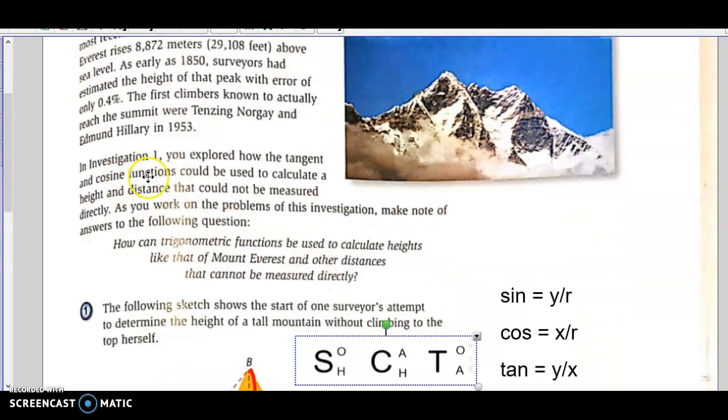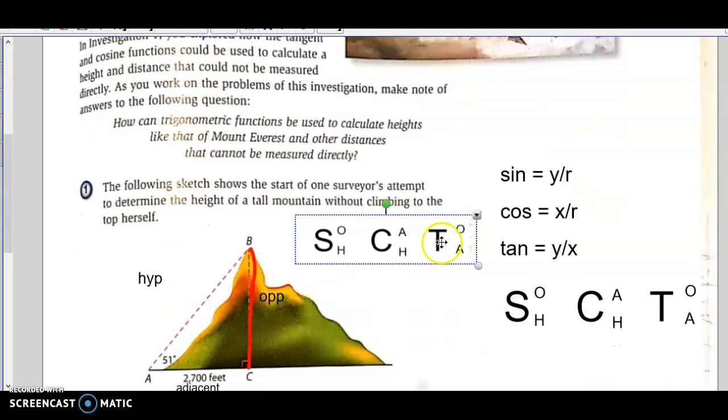In our last investigation, we explored how the tangent and cosine functions could be used to calculate a height and distance that could not be measured directly. As you work on the problems of this investigation, make note of answers to the following question. How can trig functions be used to calculate heights like that of Mount Everest and other distances that cannot be measured directly? All right, here we go.